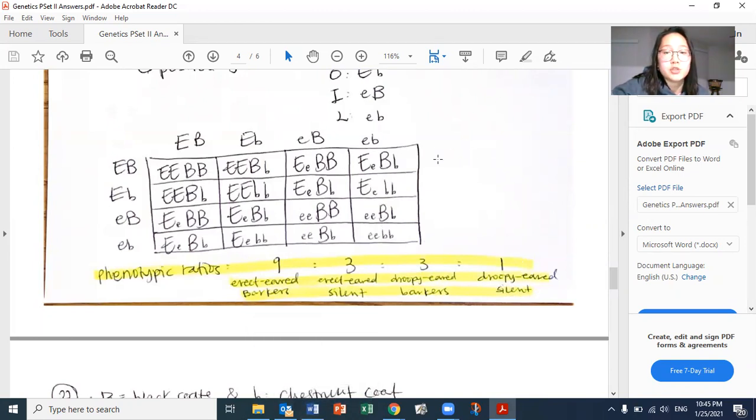If you need to pull all the genotypes to the side first, and then find those numbers, and then find the phenotypic ratio based off of that, that is totally fine. That is your work to show, and if it makes you understand it better, then it's going to get you more credit in the future when you're answering questions.